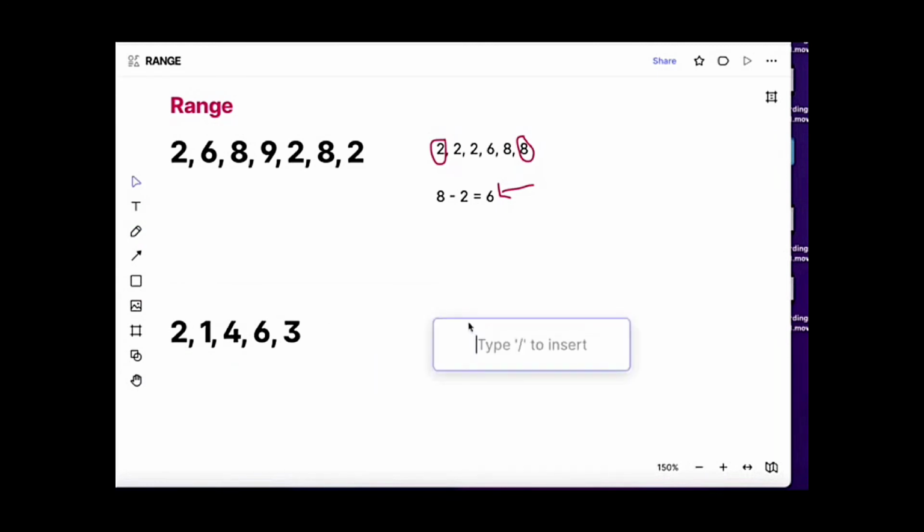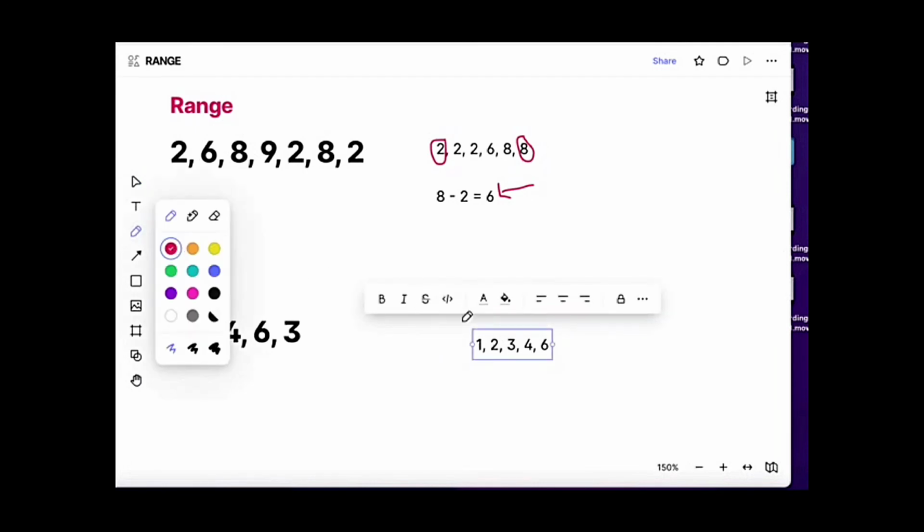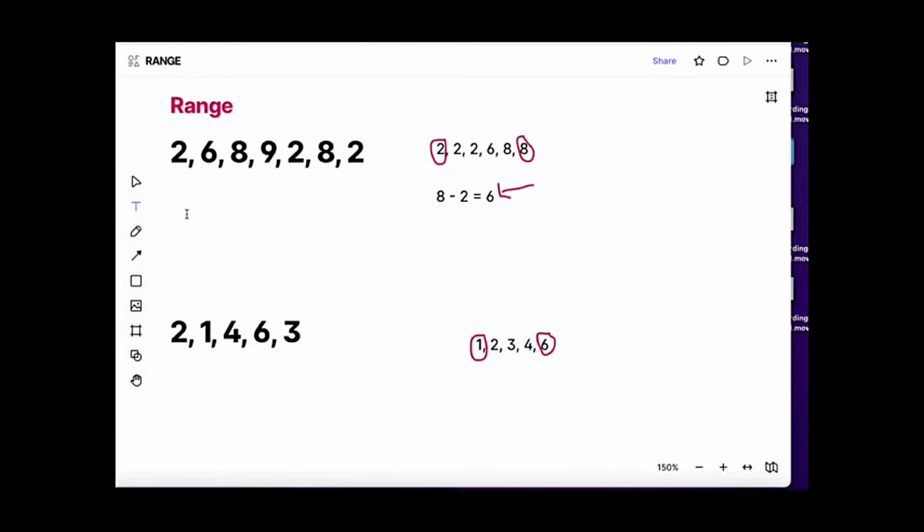Okay, so now we've got another one right here. And so we need to put it into order, like I said. We've got our 1, a 2, a 3, a 4, and a 6. Okay, so that was step number 1. We then need to look at what is our highest number. Our highest number on that data set was a 6. Our lowest number in the data set was a 1.